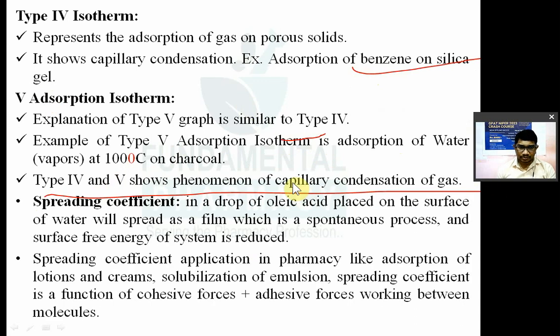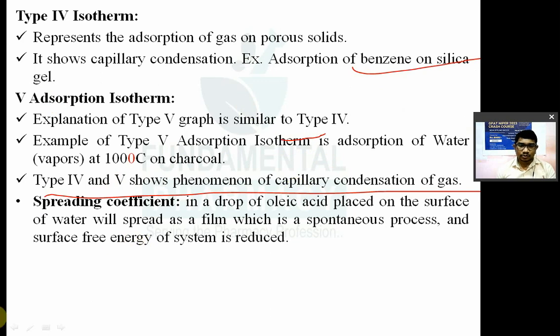Spreading coefficient. Spreading मतलब क्या है? Spreading मतलब it is applicable in ointments and creams while application. Okay. So spreading coefficient means it should be easily spreadable. A drop of oleic acid placed on the surface of water will spread as a thin film, which is a spontaneous process, and surface free energy of the system is reduced. So by reducing the surface free energy, you can increase the spreading coefficient.